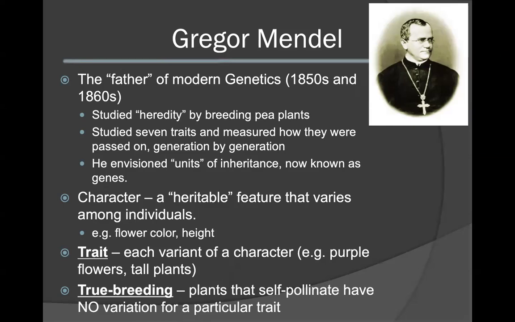He determined various characters were heritable and that these characters could also vary amongst individuals. Some of these characters that he examined included flower height as well as color. He determined that each trait was considered to be a variant of each character, for instance, purple versus white, tall versus short. He also determined that true breeding plants have no variation for a particular trait. We now know that these would be considered either homozygous dominant or homozygous recessive.